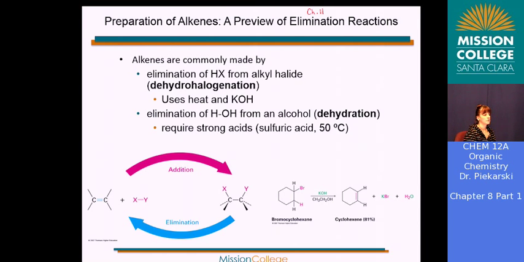So alkenes are commonly made by elimination of, for example, a small molecule such as HCl or HBr from an alkyl halide. And this is called a dehydrohalogenation reaction. And to do a dehydrohalogenation reaction, you usually use heat and a strong base. Or we can have a dehydration reaction where we eliminate water from an alcohol, and that requires a strong acid at warm temperatures.